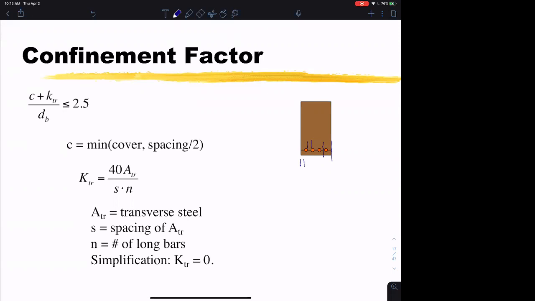This here is a measure of the stirrups. This is what we've been calling Av, the area of the stirrups. s is the spacing of the stirrups. n is how many bars you're trying to hold together. And if this is just too hard for you, you can just say Ktr is 0.